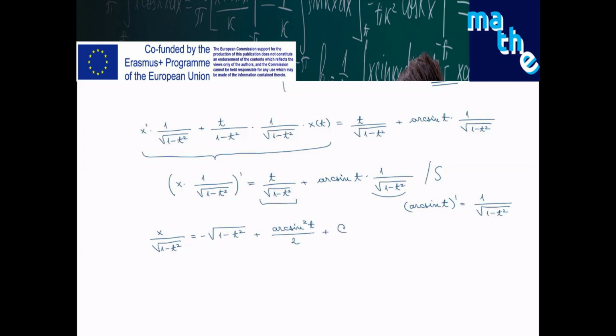So the solution of this equation is x(t, c) equals minus (1 minus t squared) plus the square root of 1 minus t squared over 2 times arcsin squared of t plus c times the square root of 1 minus t squared.